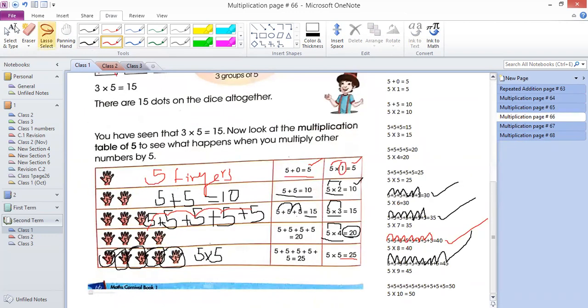So let's revise the table, guys. Table of 5. We have learned here that 1 time 5 will give us total 5, like there are total 5 fingers. 2 times 5 will give us 10, there are 10 fingers. 3 times 5 will give us 15, as there are 15 fingers. 4 times 5 is equals to 20. 5 times 5 will give us 25.